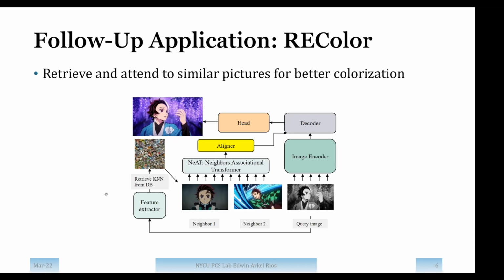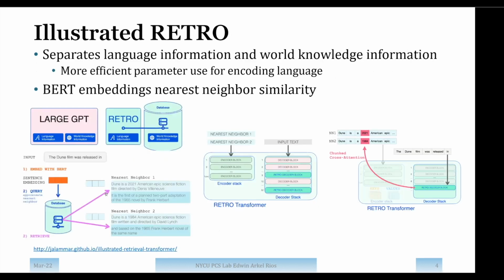Just maybe a very basic question about RETRO itself when applied to language. Is it essentially just a way to do smarter prompt engineering, you think? Well, to be honest, I'm not that familiar with language, so I'm probably not qualified to answer that.